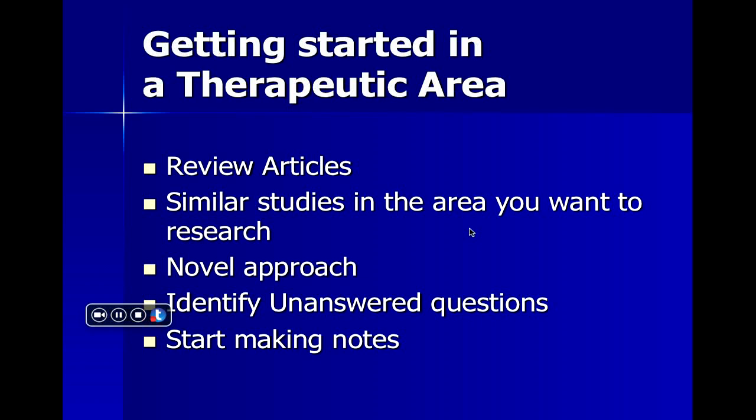To get started in a specific therapeutic area, you can look at review articles for that area that give you ideas about what information still needs to be researched. Look at similar studies in the area you want to research. So do a PubMed search for that topic area. Make sure you identify a novel approach or change the focus of the research to something that hasn't been done before. Make sure that you're identifying unanswered questions that you can answer in your research, and start making notes from these past studies.